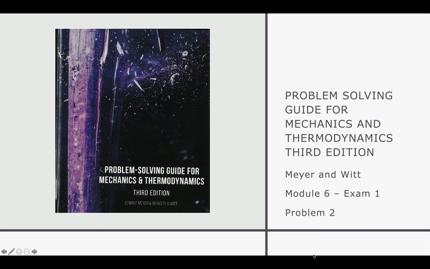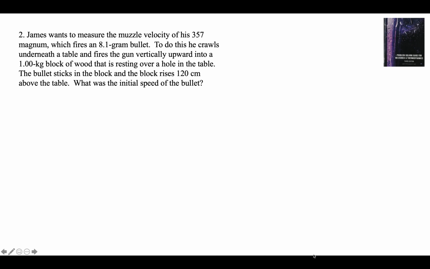This is a walkthrough of Problem 2 on Practice Exam 1 of Module 6 in the book Problem Solving Guide for Mechanics and Thermodynamics. James wants to measure the muzzle velocity of his .357 Magnum, which fires an 8.1 gram bullet. He goes under a table, fires the gun vertically up through a hole into a 1 kilogram block. And the bullet sticks in the block, and the block rises 120 centimeters above the table. What was the initial speed of the bullet?